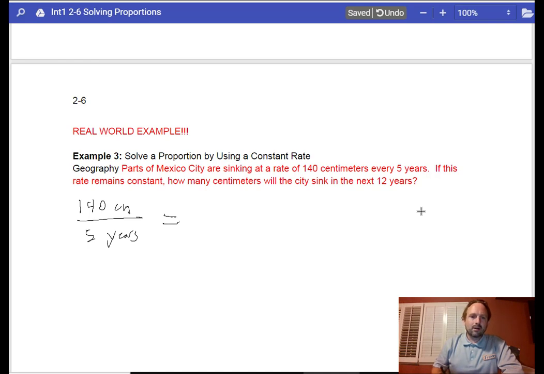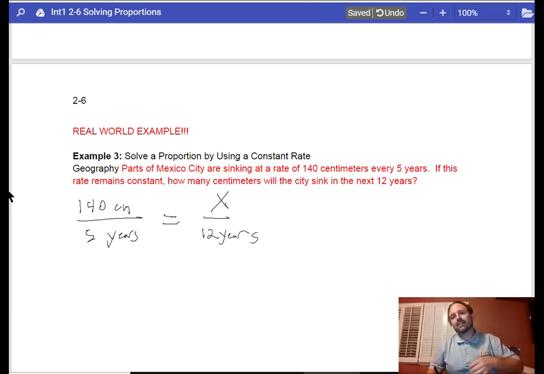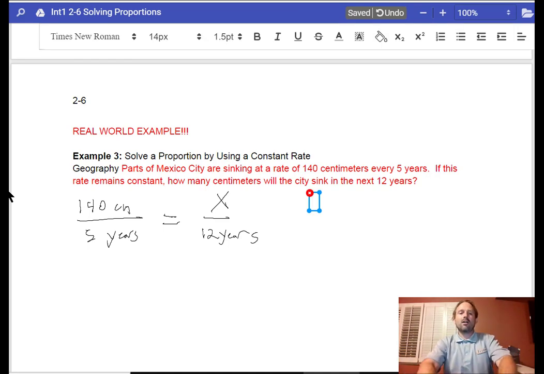So we don't know how many centimeters it will be, so we're going to put x. Well, what does that mean? We don't know because we didn't create our what sentence. It starts with an L. Our let statement, which is let x equal how many centimeters the city will sink.